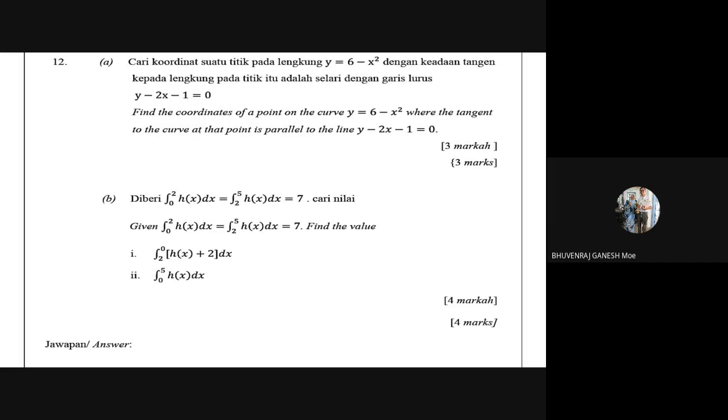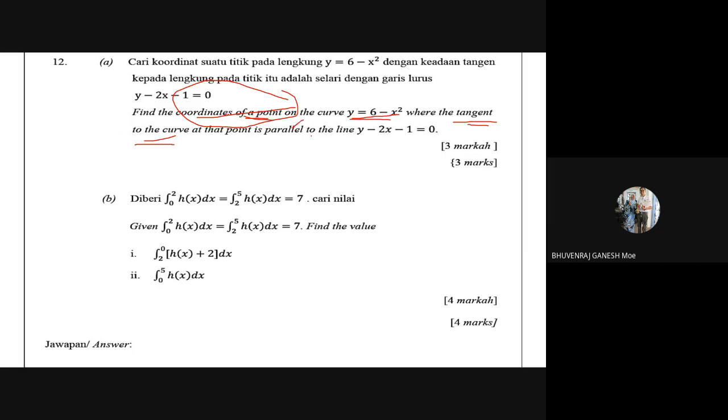So next one. Next question already. Okay. So now they want you to find coordinates of a point. Satu titik saja. On the curve, y equals 6 minus x square. Okay, where the tangent. Tangent guys. Tangent to the curve. Kita guna what expression untuk menggambarkan yang ni? Tangent kepada lengkung. Guna simbol apa? Yes, very good. Pembezaan. Atau dy over dx. Okay. So dy over dx they want to find.